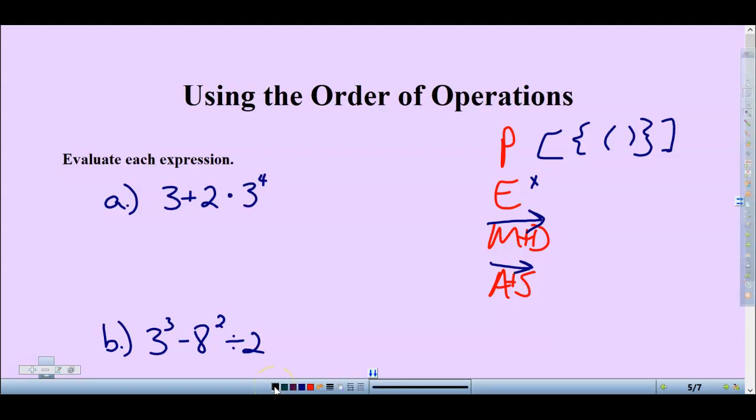All right, let's take a look at A. I don't see any grouping symbols or parentheses, but we do see an exponent right here. So we're going to take care of that exponent first. And it is referring to that 3. So there are 4 3's all being multiplied together, like so. And once we do that, we get 81. We didn't use anything else in this expression, so let's just drop it on down.